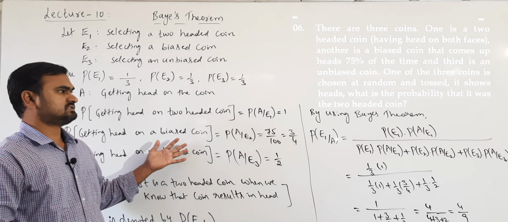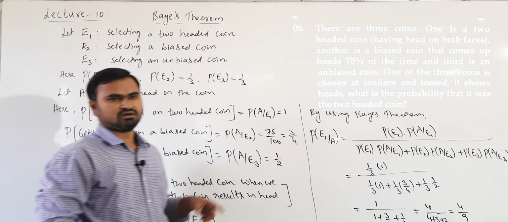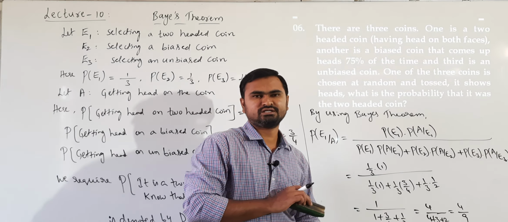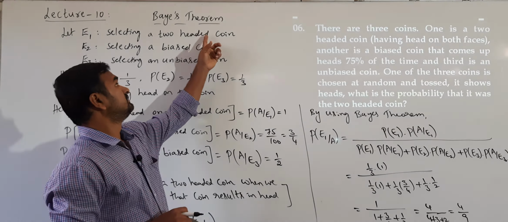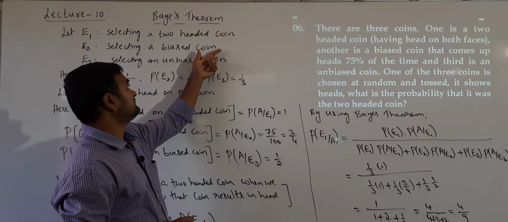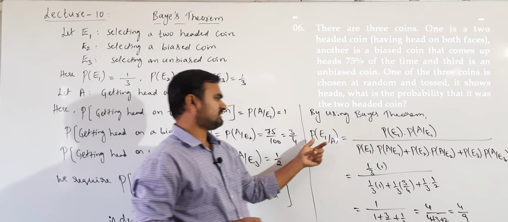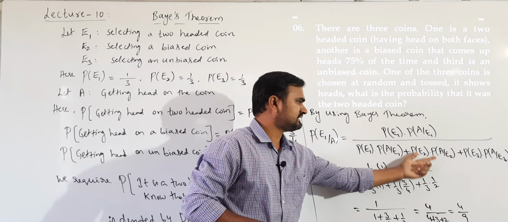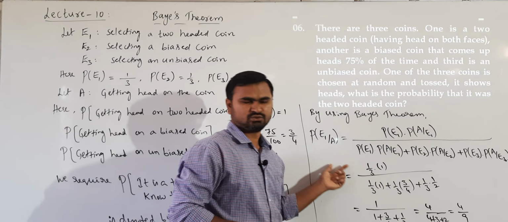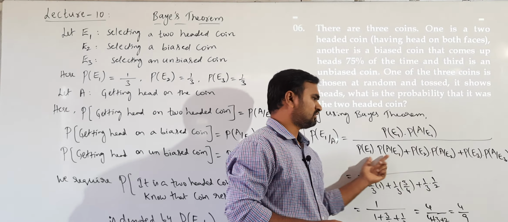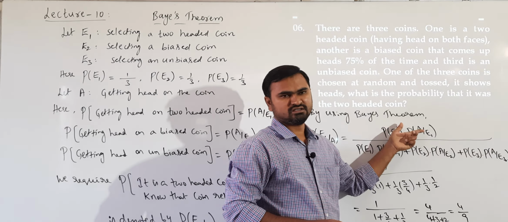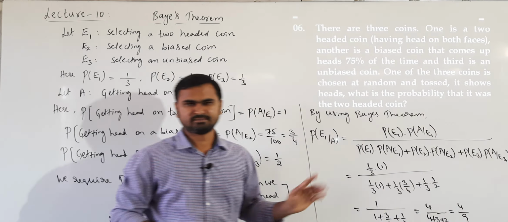Understand? So this is how we apply the Bayes theorem. Already we know that the coin is giving head. Now we are finding the reverse probability that it is the two-headed coin. If we are finding the probability that it is a biased coin, it means we need P of E2 given A. So write that second case in the numerator. Remember that the denominator is the same, that is the total probability we write here. Out of all these cases, whichever case we need, we write that in the numerator. Understand?